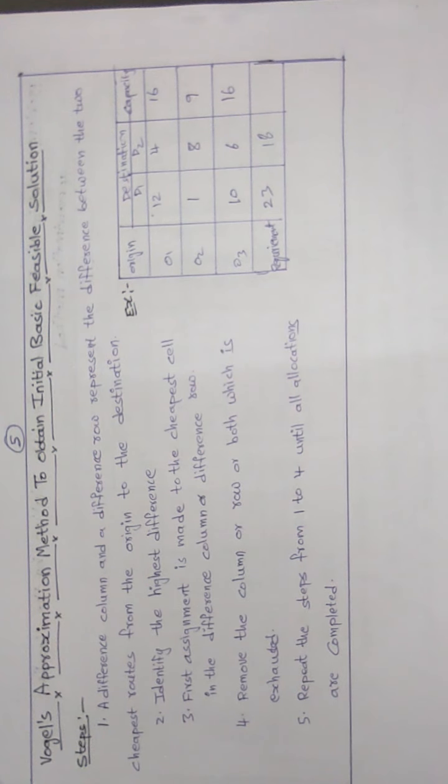Hi, in this video we will discuss Vogel's approximation method to obtain the initial basic feasible solution for transportation problems. To do this procedure we have 5 steps. What is the first step?